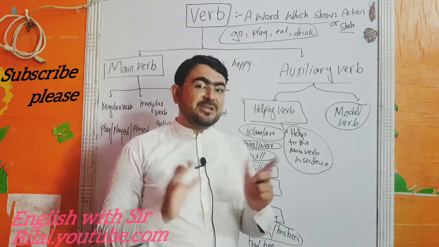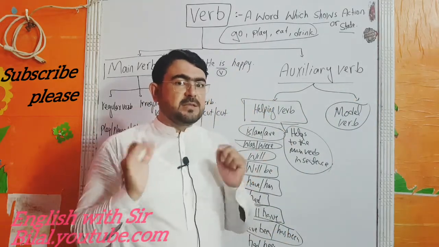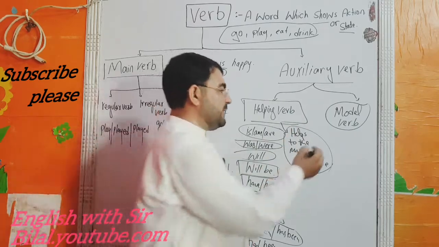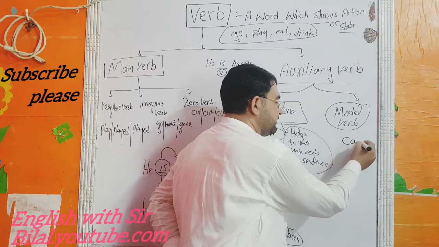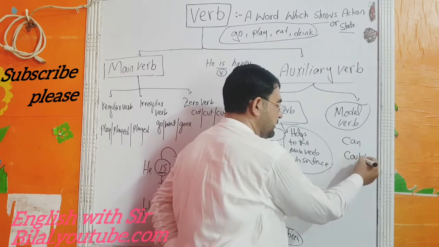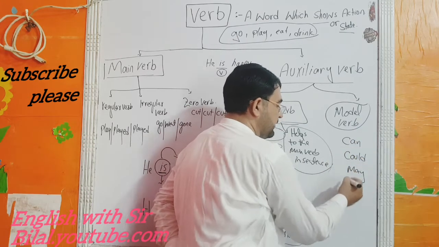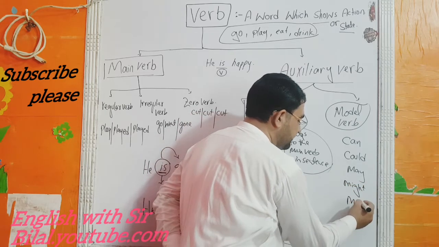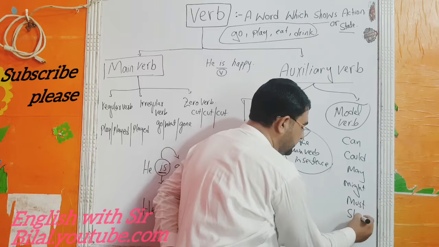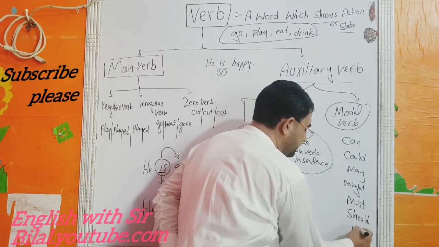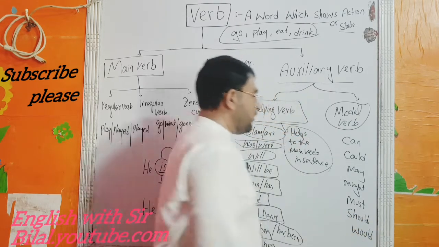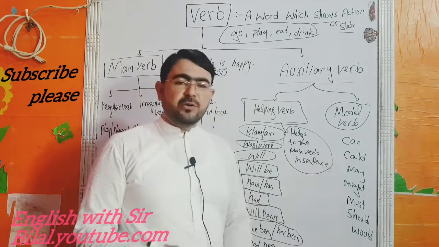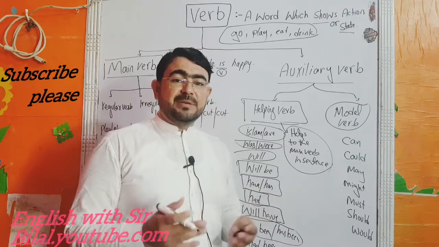The second one is called modal verb. Modal means special verbs. From the name we understand that modal means special verbs. For example, can, could, may, might, must, should, would. Okay, these are modal verbs. Can, could, may, might, must, should and would. They are used for different purposes.